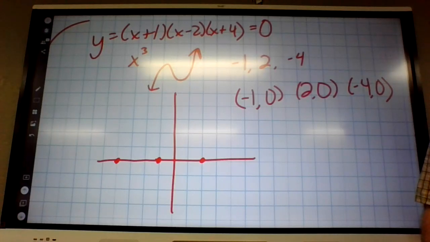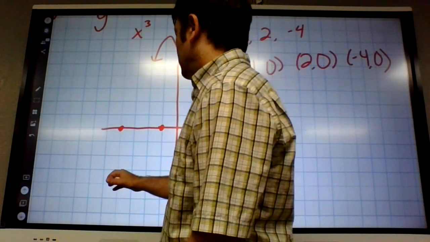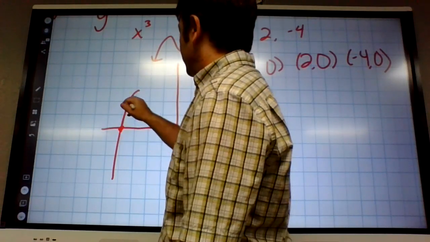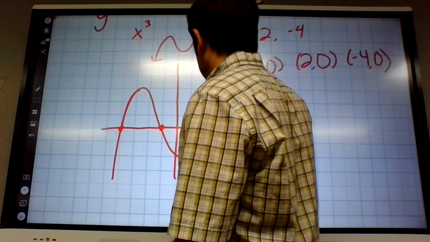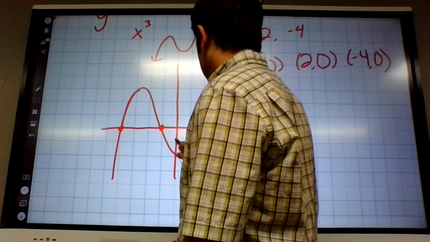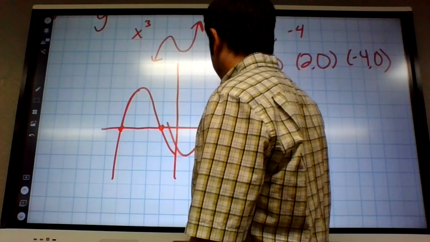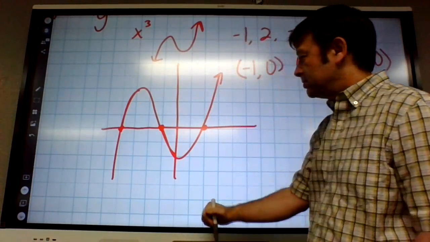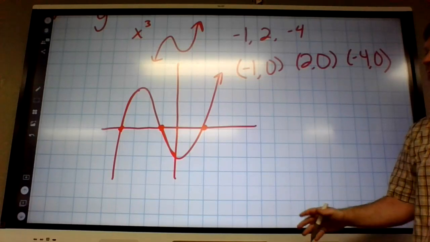All right, and then how am I going to graph it? Well, I know the shape is this, so I'm just gonna kind of fill it in. It doesn't matter where your hoop goes. Usually it's a little too much work to try to find every little point, so we just are gonna do that.